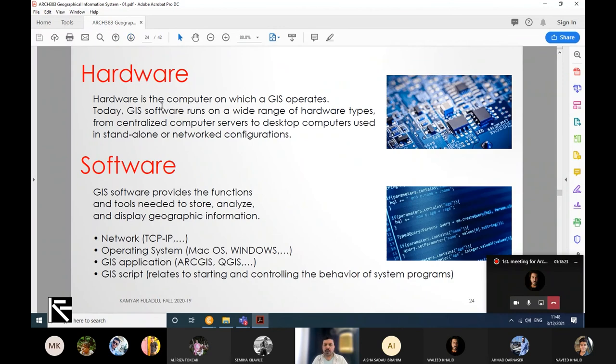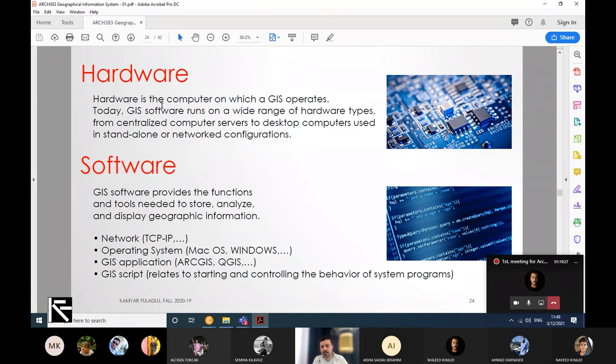You know what hardware is? Any tangible part of a computer, any part that you can touch, such as a hard disk, memory, a mouse, a CPU, or a graphic card, sound card, microphone, anything that you are able to touch, it's hardware. It could be a centralized computer server, a desktop computer, or a mobile phone. These are all hardware. They can work standalone, or they can be combined together as a network. We have software, of course, the intangible part of the computer.